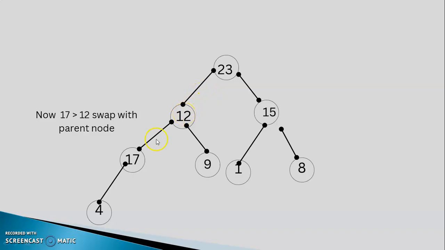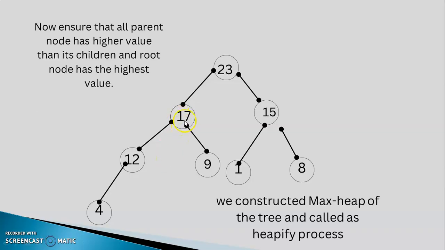So now we compare with its children. 9 and 17: 17 is greater, and 17 is again compared with its parent node 12. 17 is greater than 12, so certainly we have to make a swap. 12 will come to this place and 17 will go to this parent node. So that is what we have done: 17 has come here, 12 has come here.